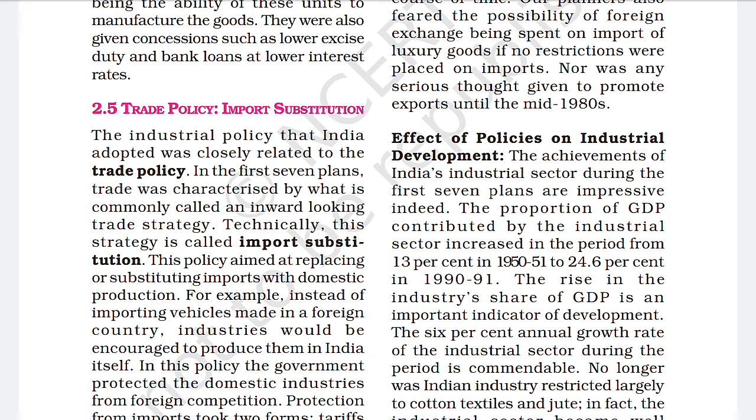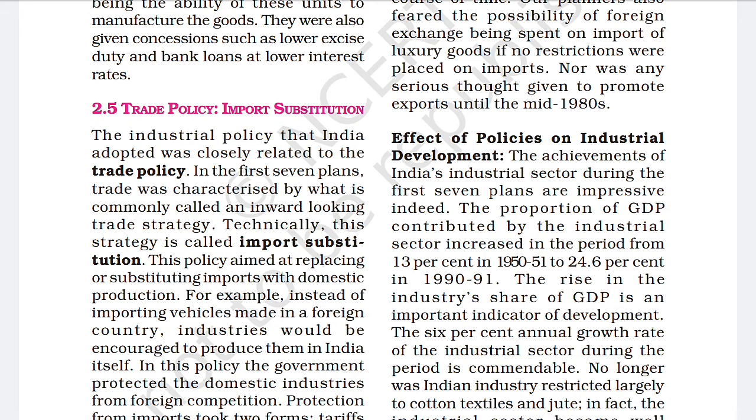Today we are going to start our last topic of this chapter, that is trade policy, or we can say the policies related with foreign trade. In this particular topic we are going to understand about the different policies made for foreign trade as well as for the trade purpose.